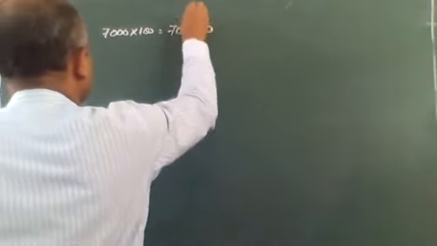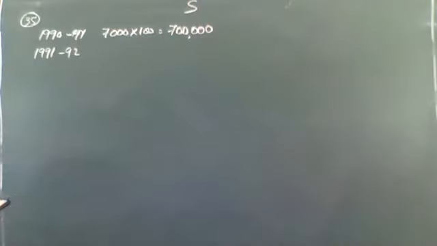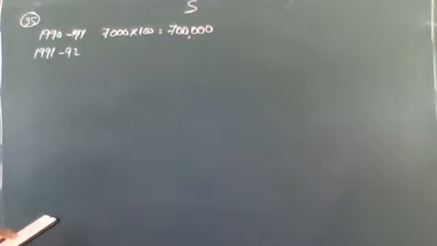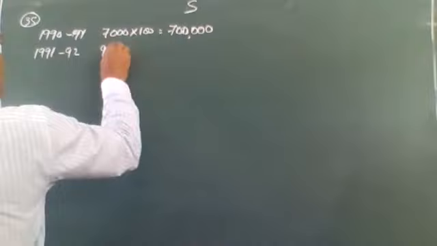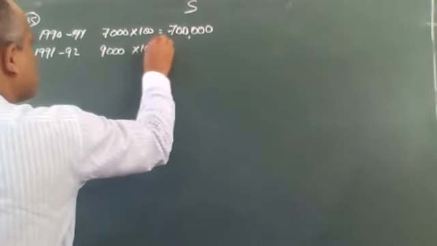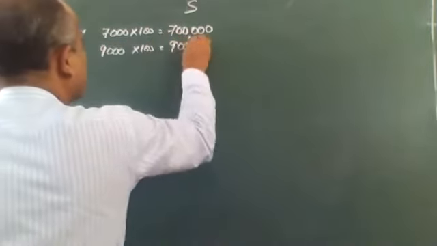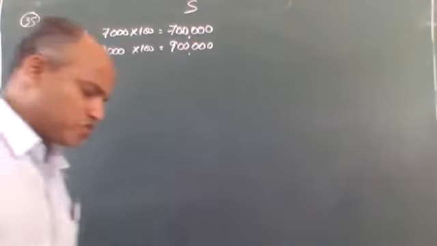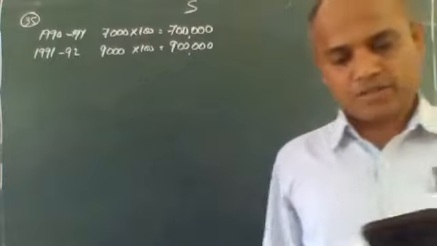That is your sales, right? This is your units quantity into selling price gives you sales. And in 1991-92, they have sold 9,000 units, again at 100 each, because it is common there. It is 9 lakhs. That's the sales information given to us with quantity and the selling price.